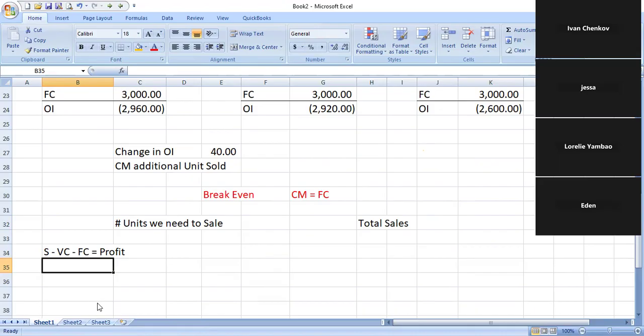Now, what else do we know? We know the total sales are equal to the number of units that we're selling times the price per unit. Make sense? Yes, Prof. How about the variable cost? Variable cost will be number of units times the variable cost per unit.